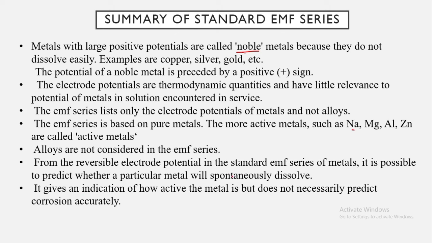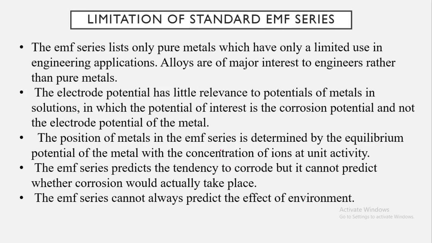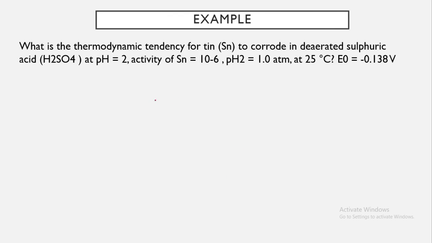So it gives an indication that corrosion will happen, but it doesn't predict the corrosion accurately. Let's look at some limitations. The EMF series lists only pure metals, and alloys are not part of it. It predicts the tendency to corrode, but it cannot predict whether the corrosion will actually take place. And the EMF series cannot always predict the effect of the environment.